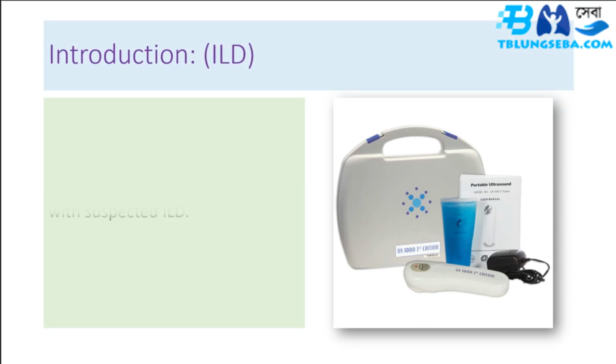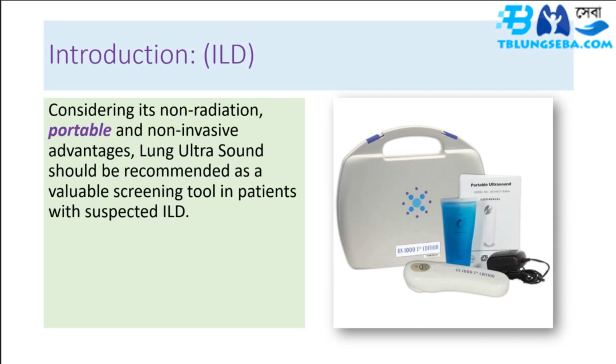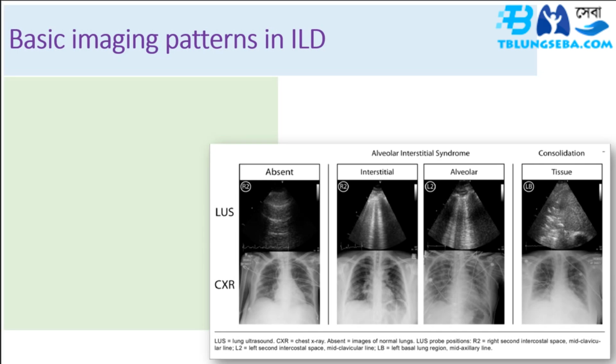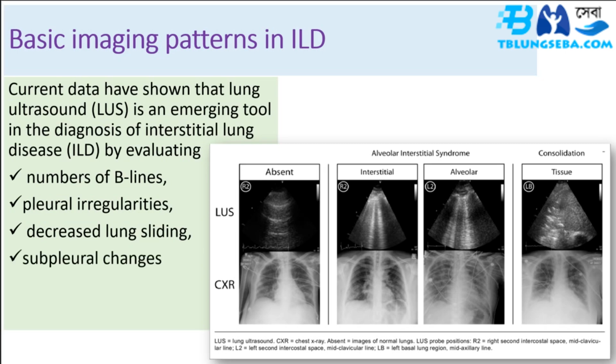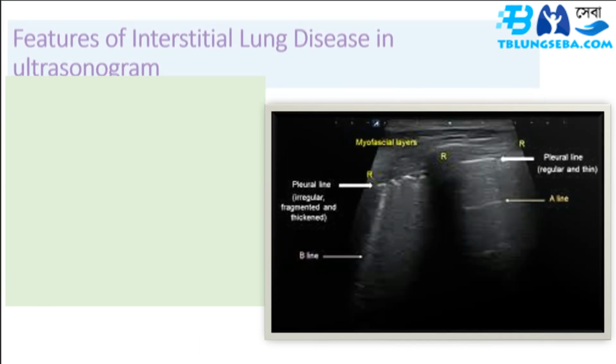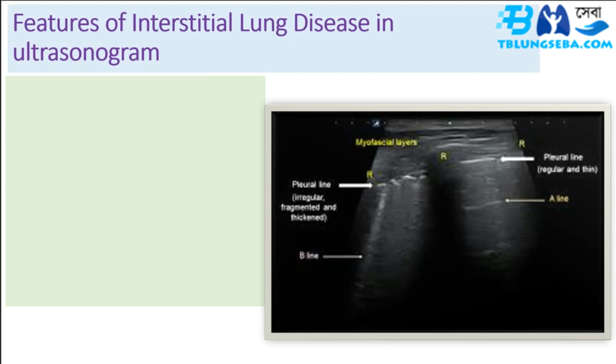Introduction, ILD. Considering its non-radiation, portable, and non-invasive advantages, lung ultrasound should be recommended as a valuable screening tool in patients with suspected ILD. Basic imaging patterns in ILD. Current data have shown that lung ultrasound (LUS) is an emerging tool in the diagnosis of interstitial lung disease (ILD) by evaluating numbers of B lines, pleural irregularities, decreased lung sliding, subpleural changes, nodules or consolidations.